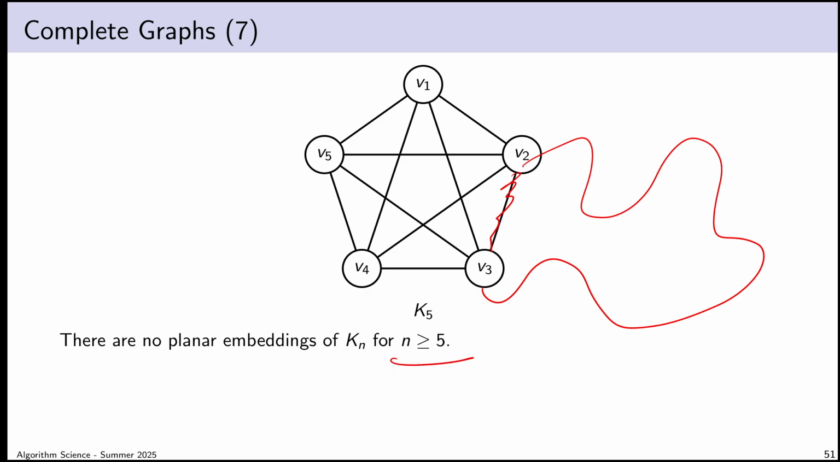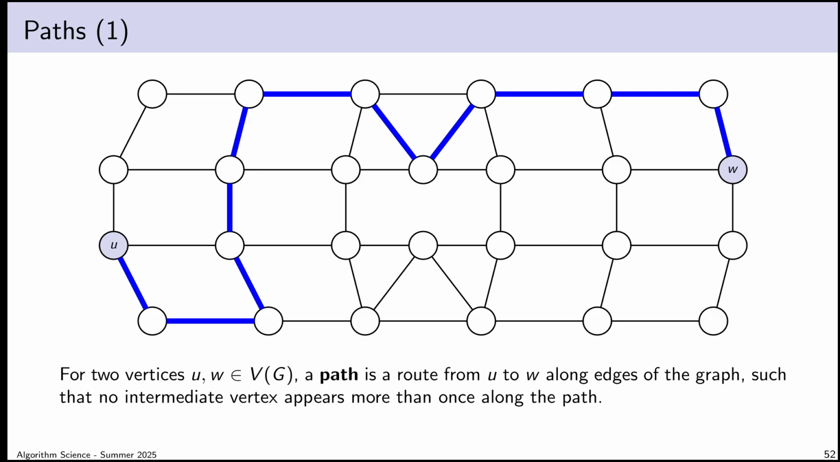So K4 is planar, but K5 and up is not. Now, the study of planar graphs and how to draw graphs in the plane is important, but it's not something we're going to focus on in this course. But I thought that since we had the chance to bring it up, it's worth talking about it a bit. Now I want to talk about global properties.